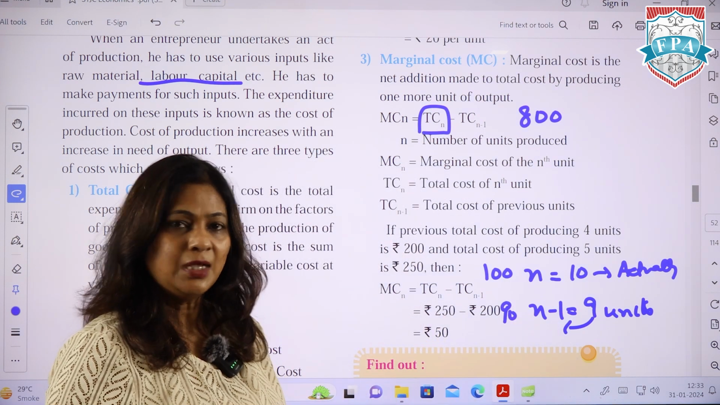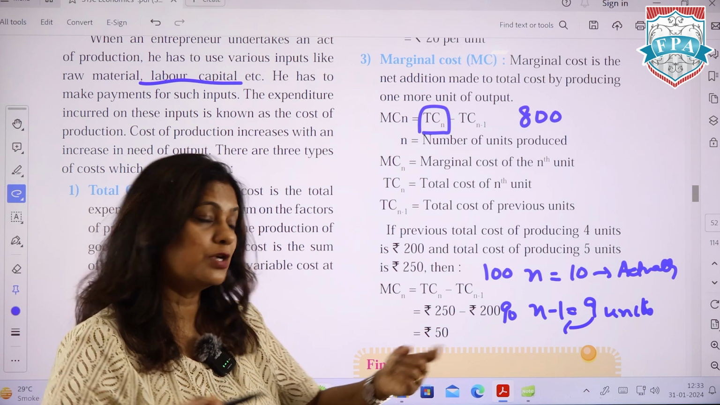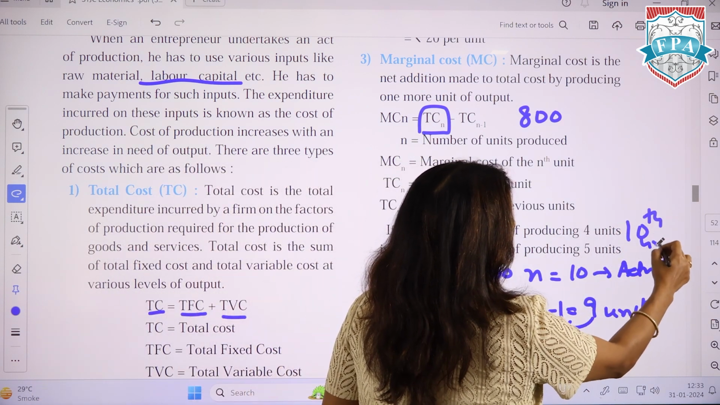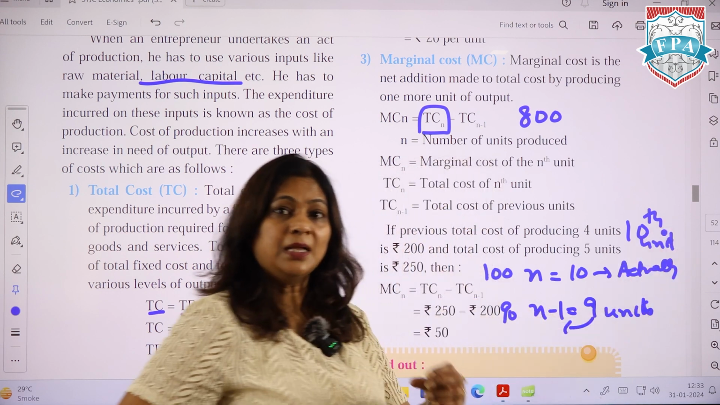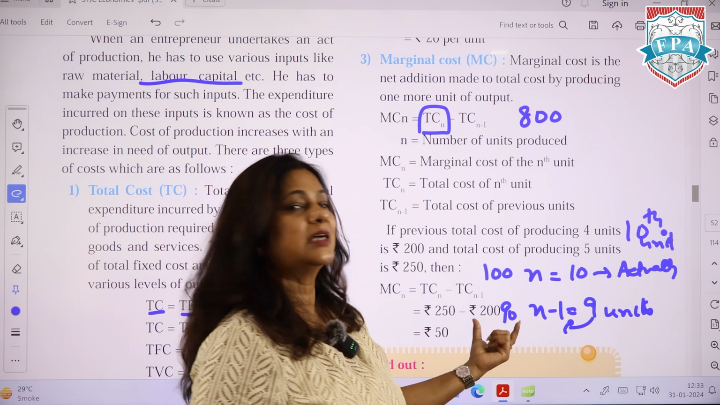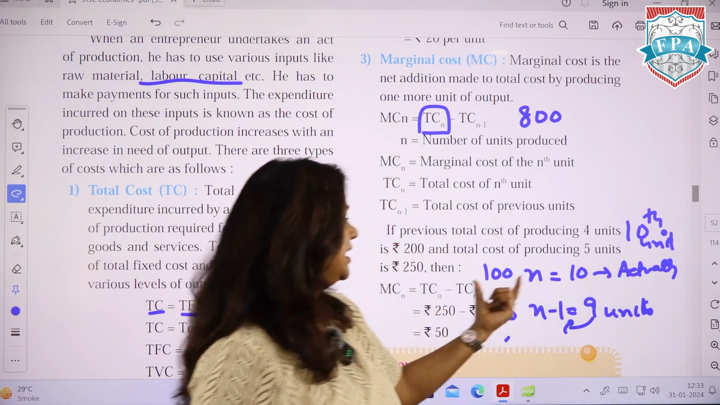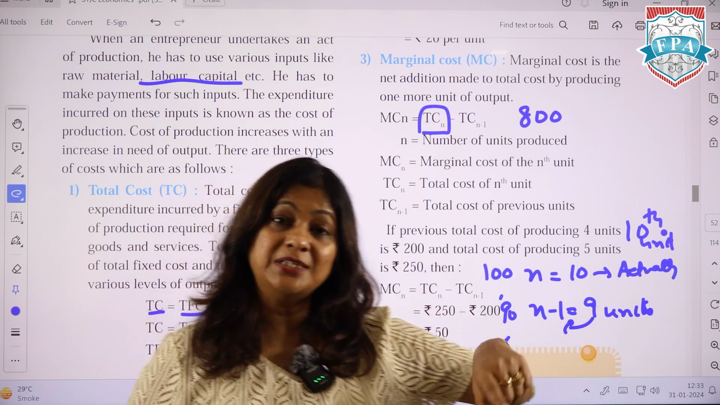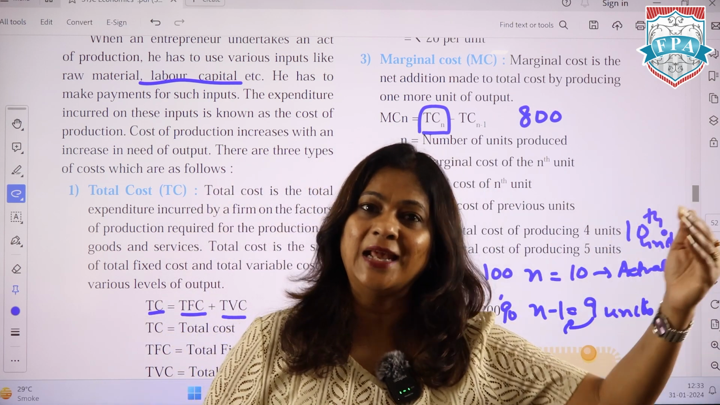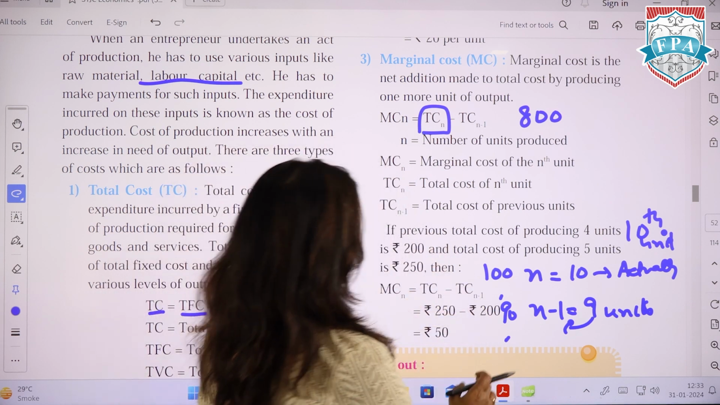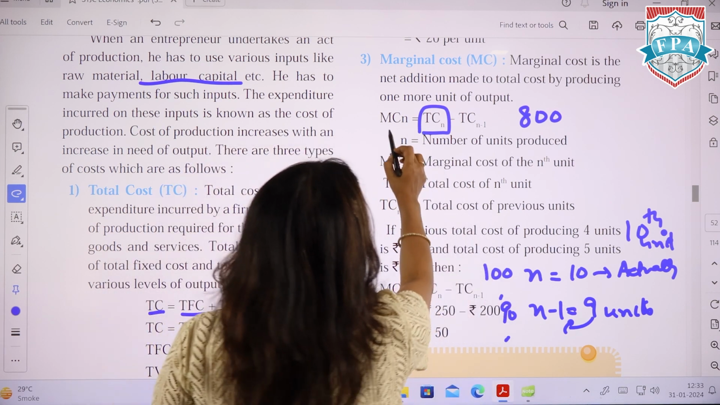Are you getting my point? So what will be the marginal cost of producing that 10th unit? Do you understand? Marginal cost means the cost of that last unit. So if the total cost of 9 units is 90 and the total cost of 10 units is 100, then the marginal cost of producing that 10th unit will be what? 100 minus 90, which is 10. That's exactly what they have written for us.